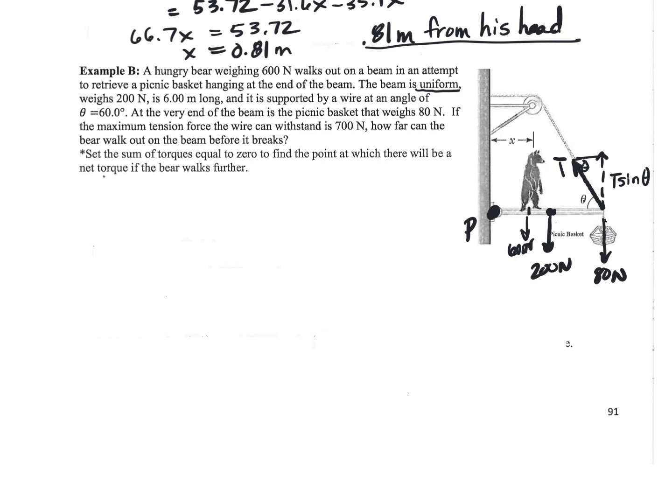So let's figure out where all of these beam things are. How long is the beam? The beam is 6 meters long, right? So we know that this is 3 meters. Do you agree? Okay. The bear, we don't know where he's at, so he is x. And then all the way out to the end where the picnic basket is, 6 meters. So now we know where all these forces are. So the sum of the torques from the pivot is equal to 0, correct?